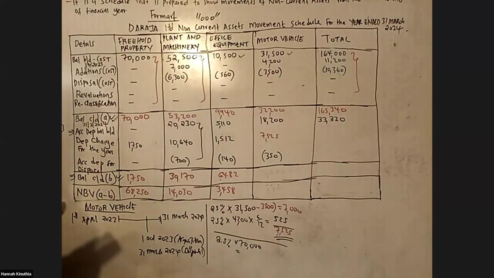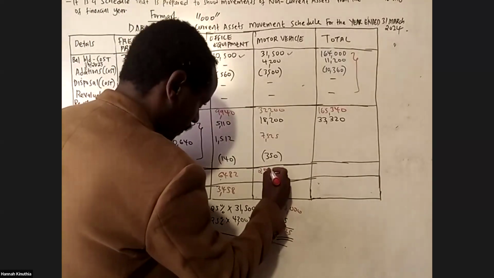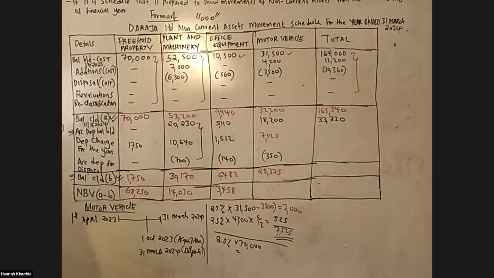If we are to deduct those for disposal, then we would also deduct plant and machinery. Plant and machinery, we deducted. Where is it? Plant and machinery. So how did we do for plant and machinery? Remember, plant and machinery was disposed on 1st April, right? Yeah.